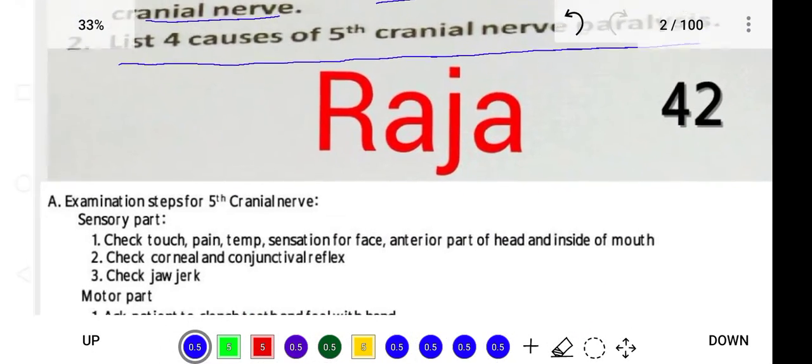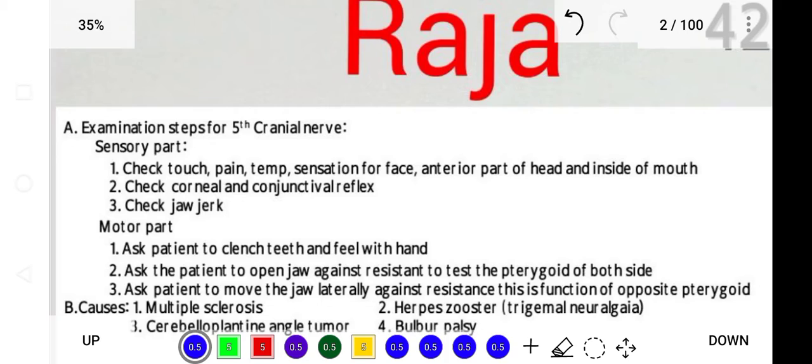Now let us look at how we can examine the fifth cranial nerve, and I will also upload a full video on the examination of the fifth cranial nerve. There are a lot of steps and I will perform the examination on a patient, but here, theoretically, let us look at what steps are required for fifth cranial nerve examination. The fifth cranial nerve has two parts: a sensory part and a motor part.